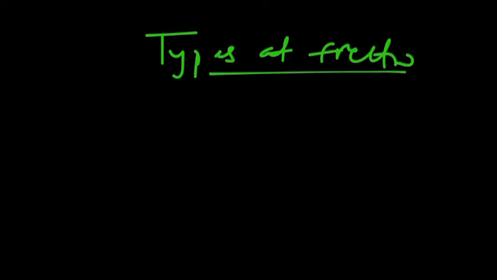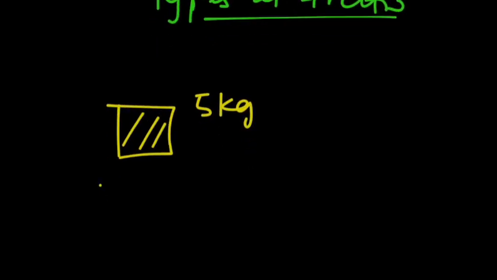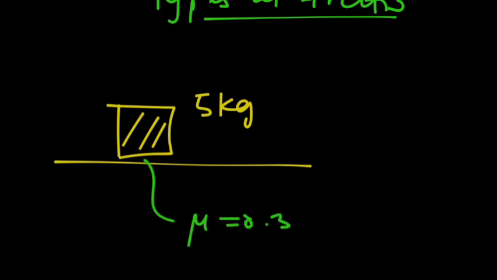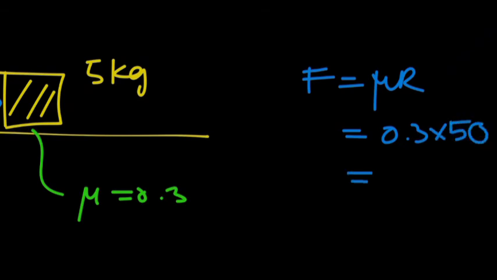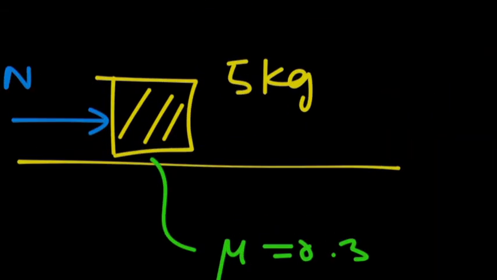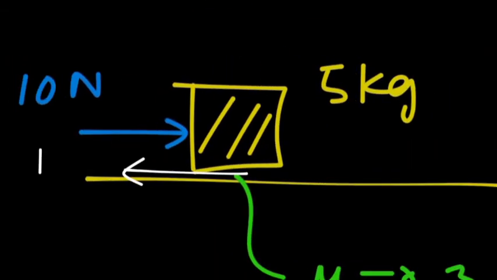Let's think of a 5 kilogram box placed on a rough surface whose mu between these two surfaces is 0.3, and a 10 newton force is being applied on the box. Now we are supposed to find the friction acting here. We know the equation of friction, F equals mu R. So mu is 0.3 and R is 50 newtons. Then it's going to be 15 newtons of frictional force. So is the friction acting here 15 newtons?